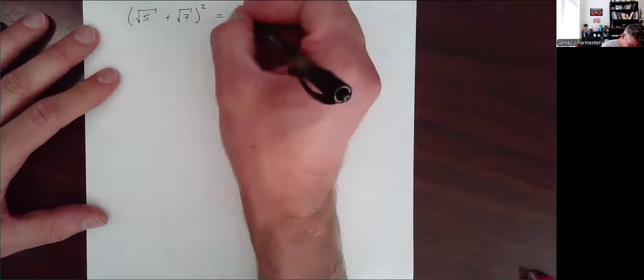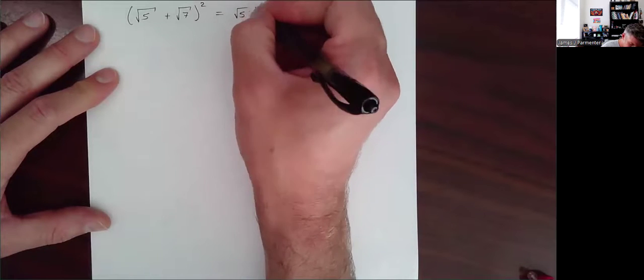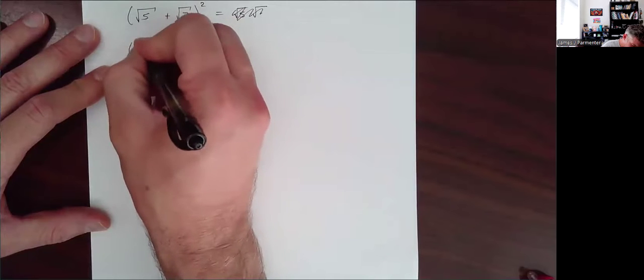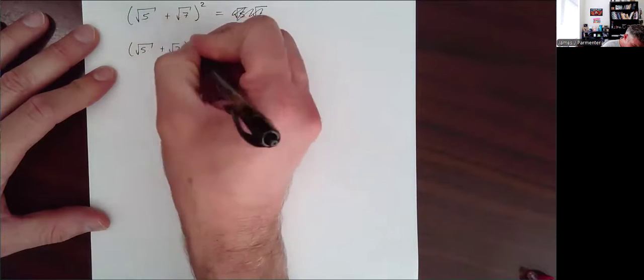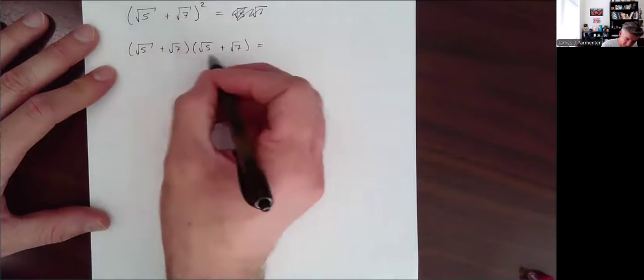It's going to be square root of 5 times square root of 5. Actually, let me write it out the long way. Root 5 plus root 7 times root 5 plus root 7. Right? Squaring is just repeated multiplication.